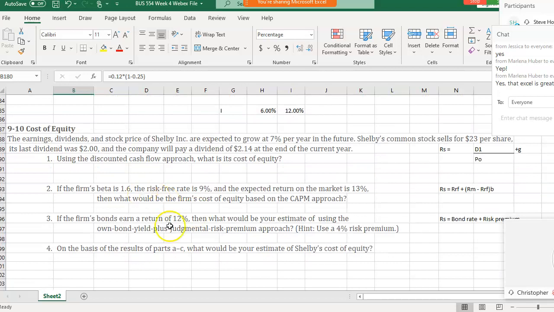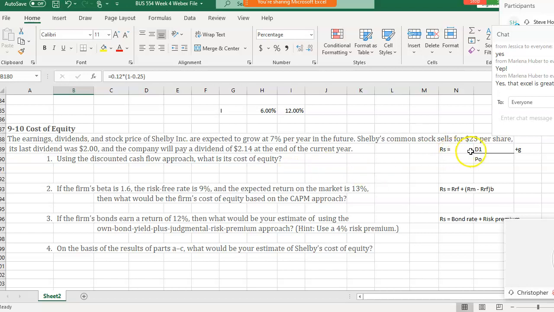So question 10 says the earnings, dividend, stock price of Shelby Inc. are expected to grow at 7% per year in the future. Shelby's common stock sells for 23. The last dividend was 2, and the company will pay a dividend of $2.14 at the end of the current year. Using the discounted cash flow approach, what is the cost of equity? So we're actually going to go through and do 3 different methods to compute what R sub S is, which is pretty common. And then we can average those out to say maybe that's the best answer.